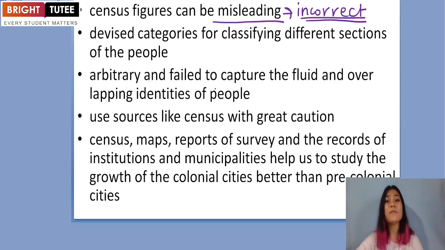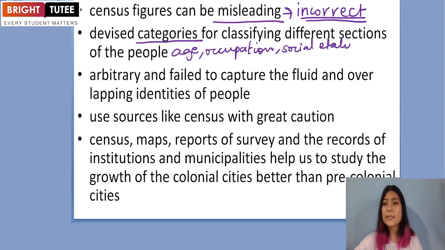Now, why can the information provided by the census sometimes be incorrect or misleading? Because when the information is collected, the census divides the people into different categories. Say, for example, categories on the basis of age, categories on the basis of occupation, social status, education, caste, religion, etc. This categorizing gives us the information of people belonging to certain age groups, between 0 to 10, between 10 to 15. So we get all that information. Occupation also, how many were laborers, how many unemployed, how many worked for the government, in the post office, in the administrative buildings, etc. We get all that information.